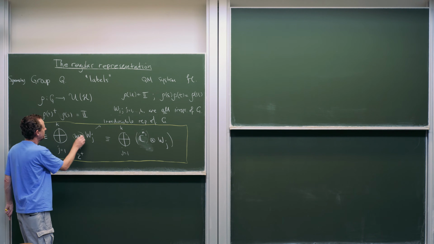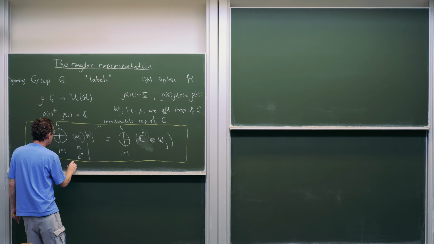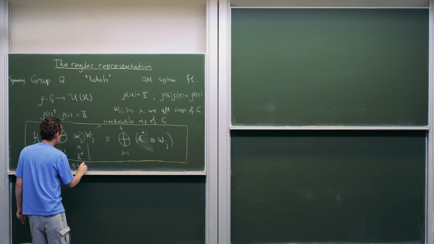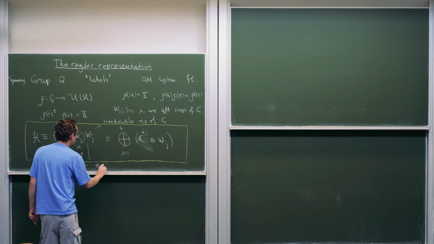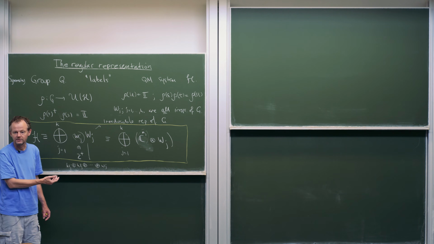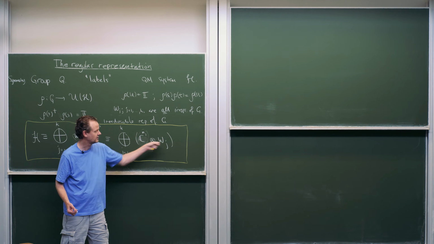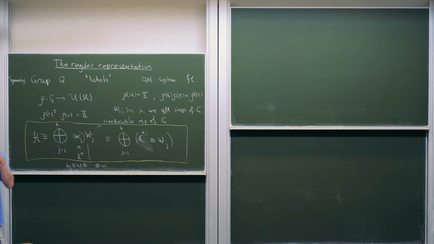What is this thing here? mj, Wj. Well, that's just Wj direct sum Wj direct sum Wj, mj times, right? But another way of realizing that direct sum vector space is just as the linear algebra tensor product of C to the mj tensor that vector space.